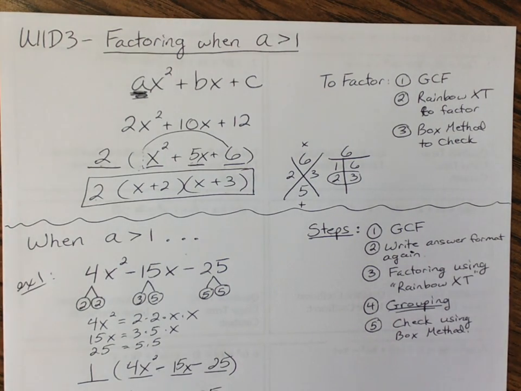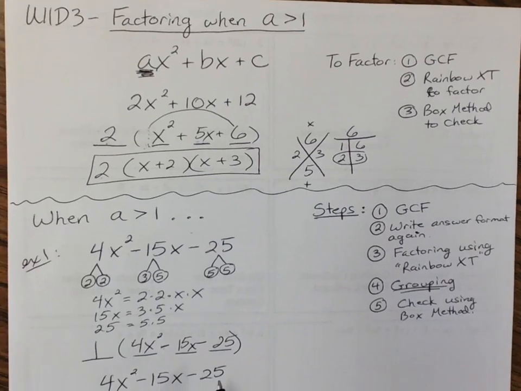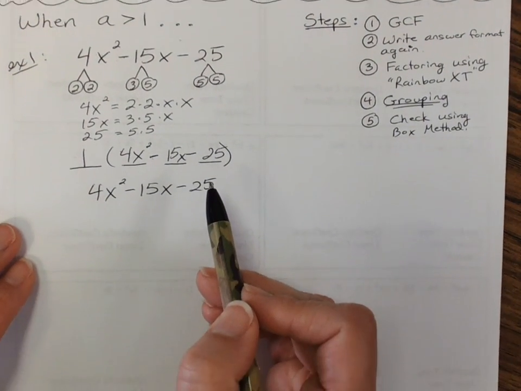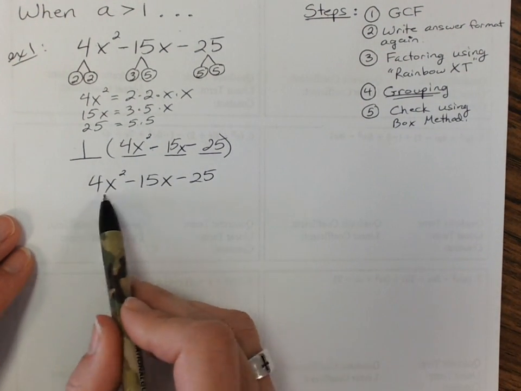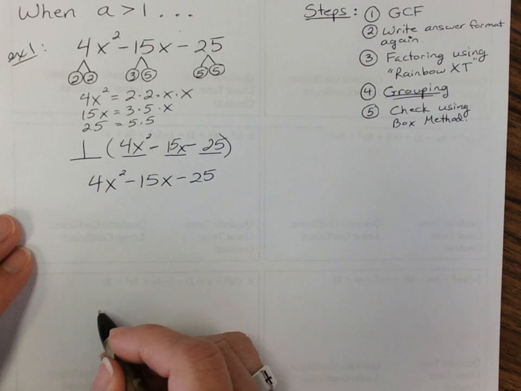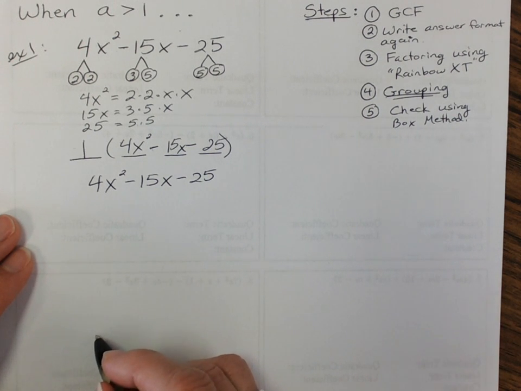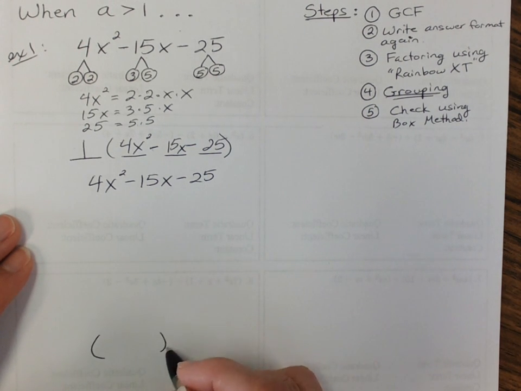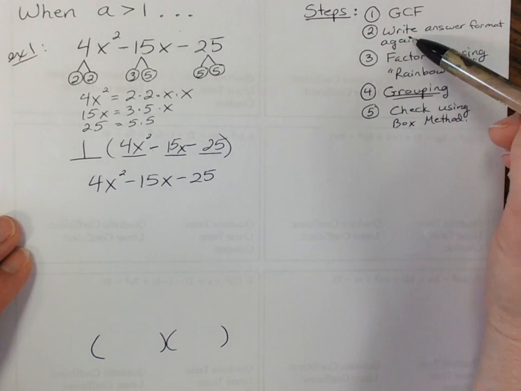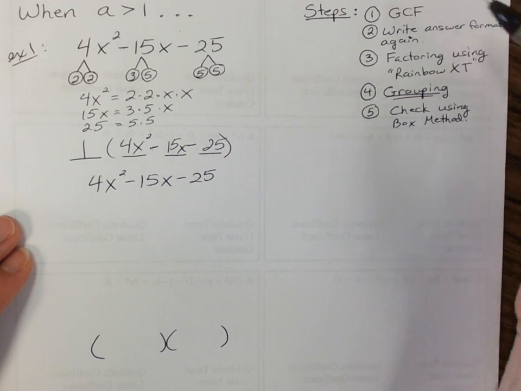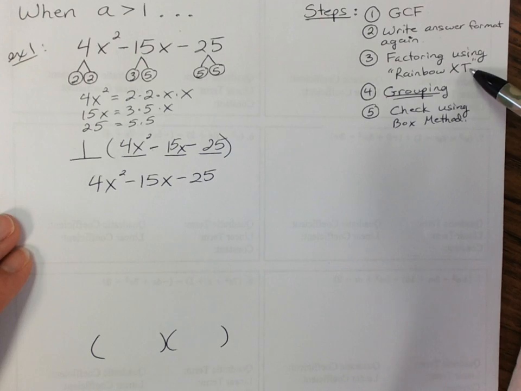So let's start back over with what we had. And so if there's not a GCF that we need to pull out, I'm going to go ahead and write my new answer format. So I'm just going to factor this, and factoring a quadratic trinomial means that I'm going to eventually get down here and I'm going to have 2 factors that look like this. Okay? So if I look at my steps here, I found we didn't have a GCF. I wrote my answer format. Now I'm going to factor using Rainbow XT.